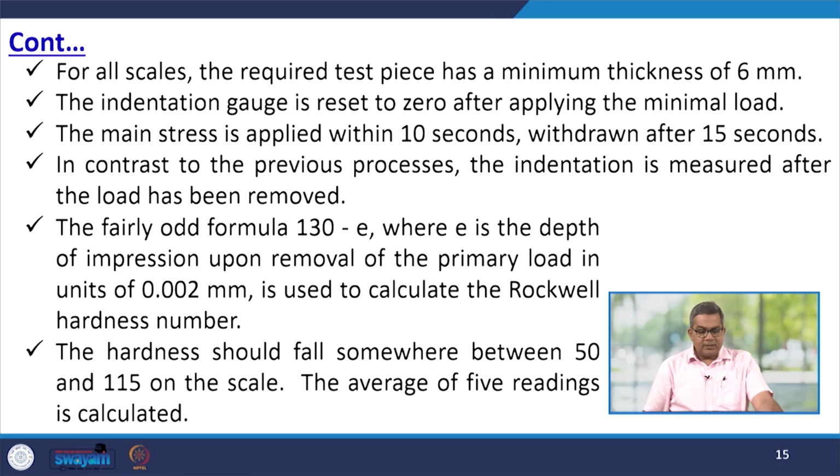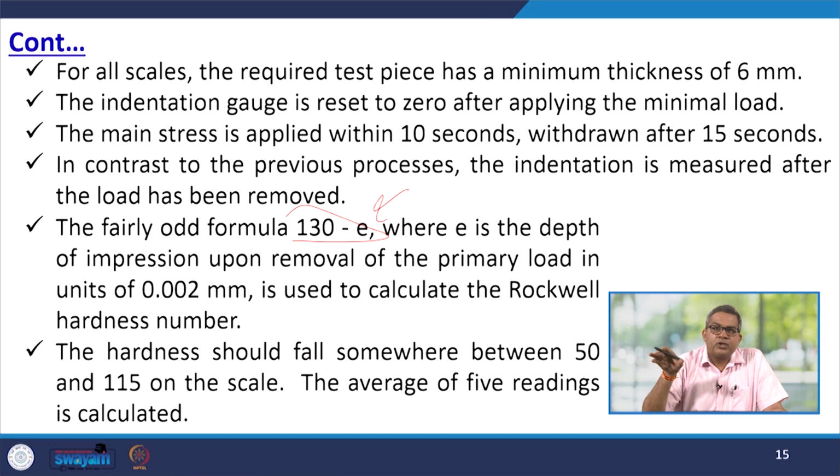Now, for all scales, the required test piece has a minimum thickness of 6 mm and the indentation gauge is reset to 0 after applying the minor load. The major load is applied within 10 seconds and withdrawn after 15 seconds. In contrast to the previous processes, the indentation is measured after the load has been removed. The fairly odd formula is 130 minus E, where E is the depth of impression upon removal of the major load in units of 0.002 mm, used to calculate the Rockwell hardness number.